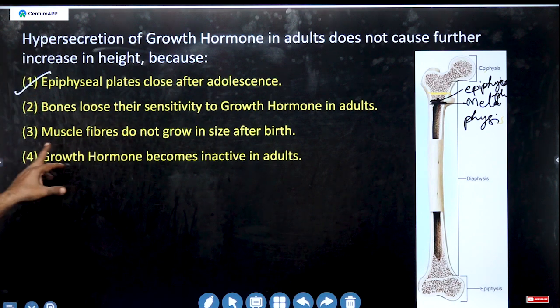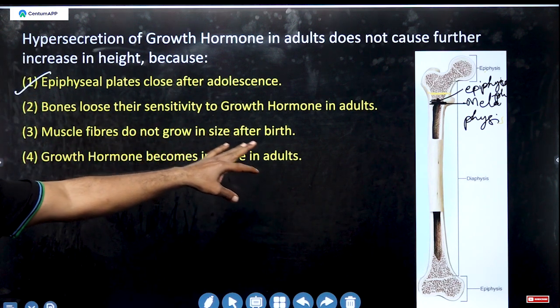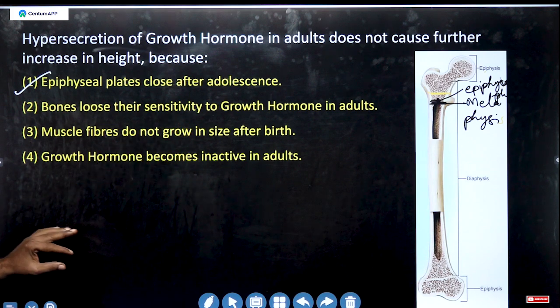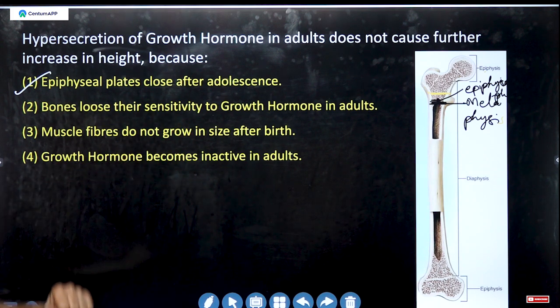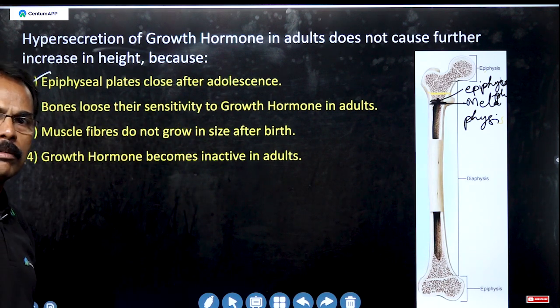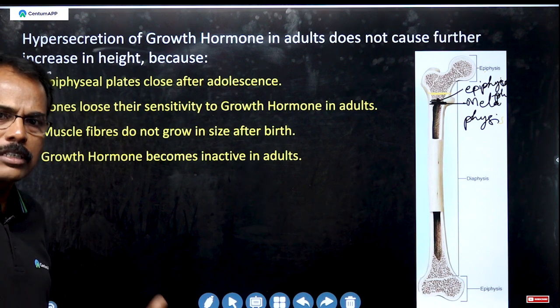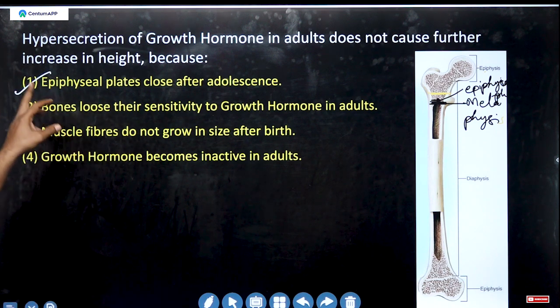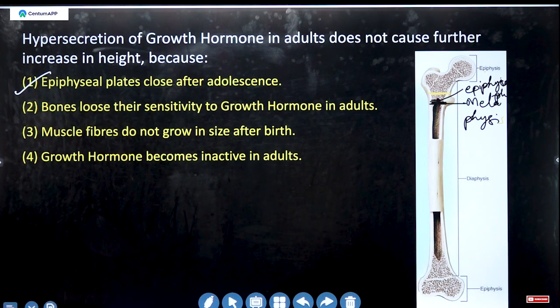Second option, bones lose their sensitivity to growth hormone in adults? No. Muscle fibers do not grow in size after birth? They can show growth. Growth hormone becomes inactive in adults? No, growth will be found horizontally in all tissues. So, the first option is correct for this question.